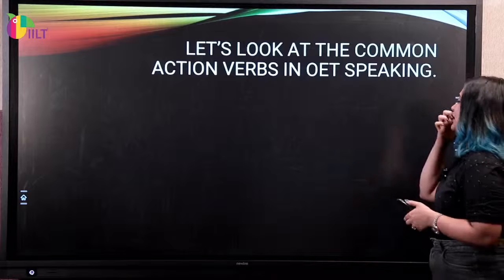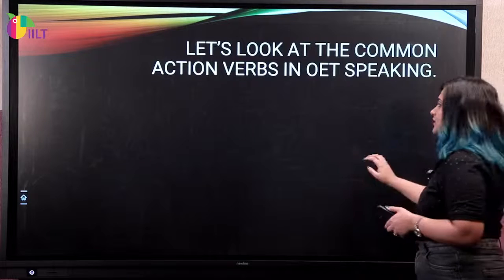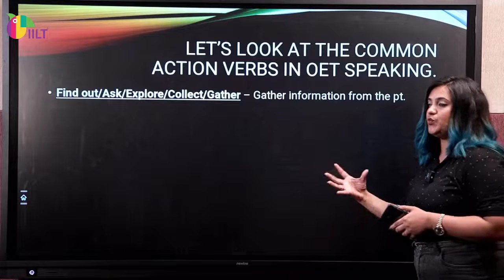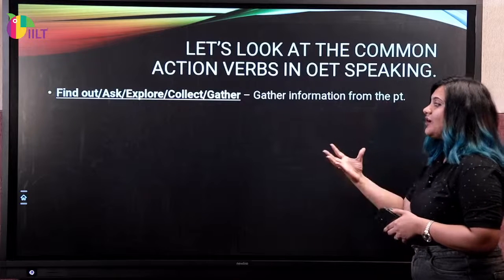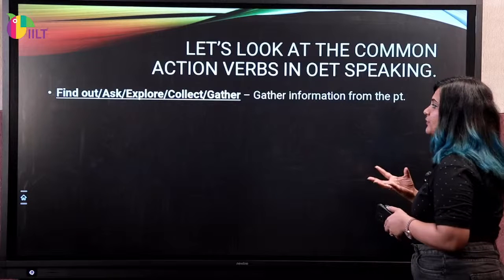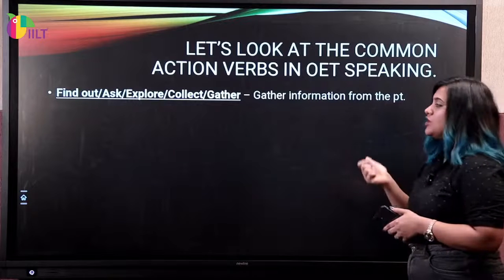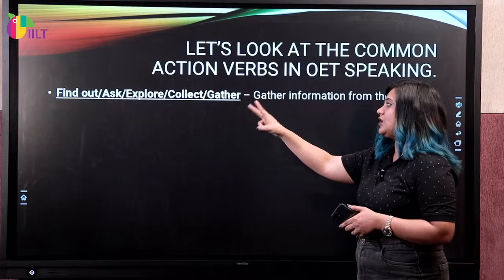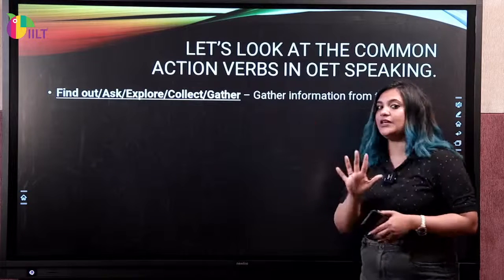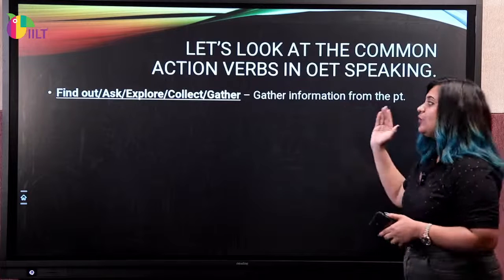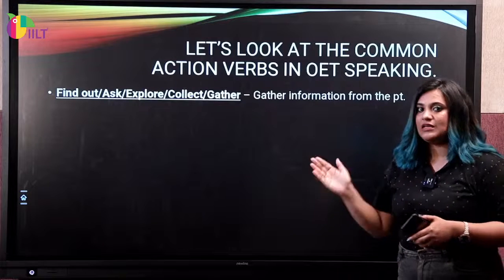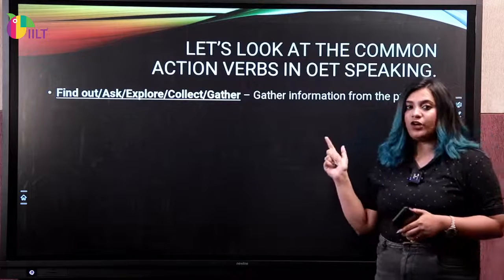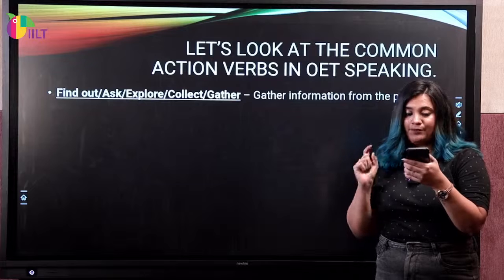Let's have a look at the common action verbs in OET speaking. The first set of action verbs you can see would be find out, ask, explore, collect, gather. In this segment, we are discussing these 5 different action verbs. The reason I have put them together, separated with a slash, is because these 5 verbs actually indicate the same thing.